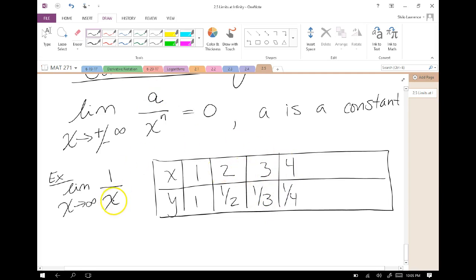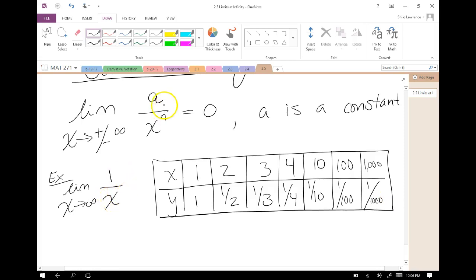So I'm picking x values and I'm plugging them into my function here, 1 over x, and looking at the y value that goes with them. If I plug in 10, I get a tenth. If I plug in 100, I get 1/100th. If I plug in 1,000, I get 1/1000th. So as that denominator gets larger and larger and larger, the value of the fraction gets smaller and smaller and smaller. As long as your numerator is a constant and your denominator is a variable.